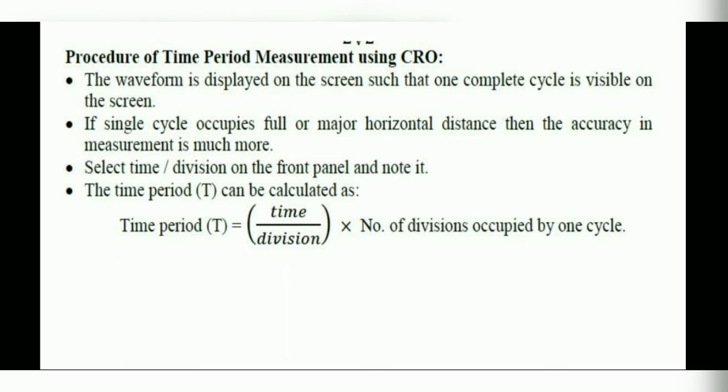Procedure of time period measurement using CRO. The waveform is displayed on the screen such that one complete cycle is visible on the screen. If the signal cycle occupies the full or major horizontal distance, then the accuracy in measurement is much higher. Select time per division on the front panel and note it; the time period T can be calculated as: time period T is equal to time per division into number of divisions occupied by one cycle. So by this formula you can measure time period by using a CRO.